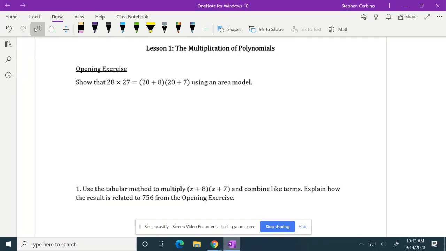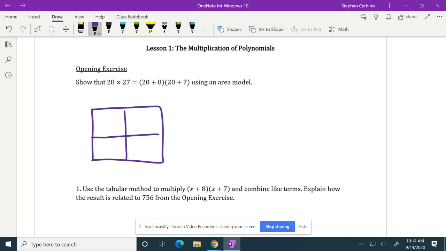For the opening exercise, I'm asking you to multiply two numbers without your calculator using something called the area model, which you might remember from middle school. So how do you use the area model? You're going to make a section of boxes, and this is just like a graphic organizer.